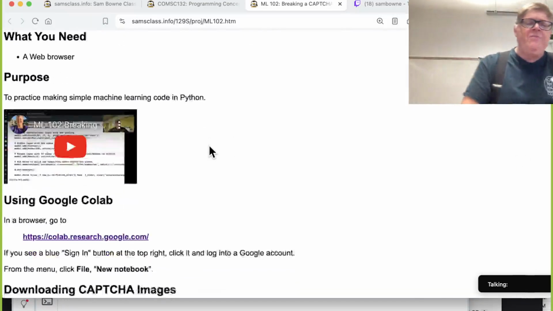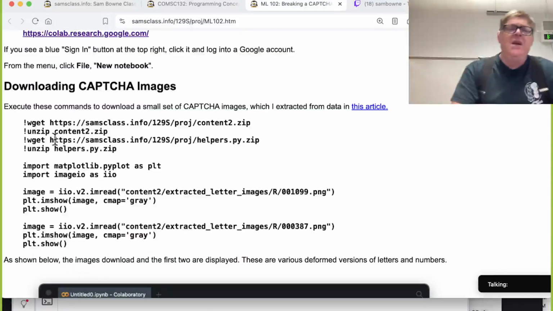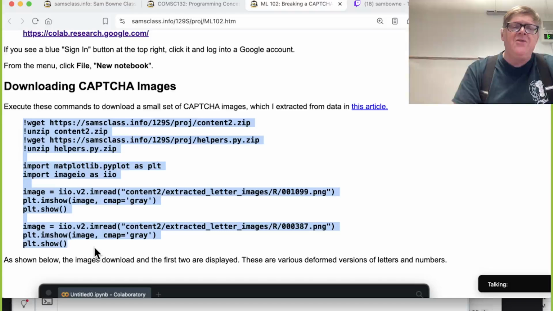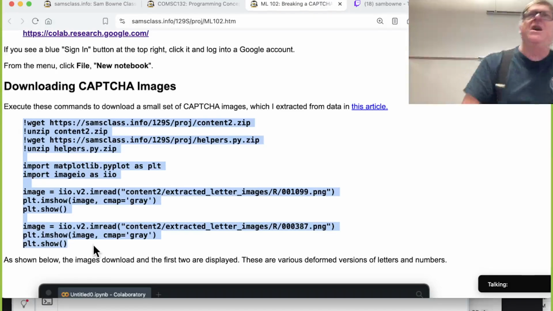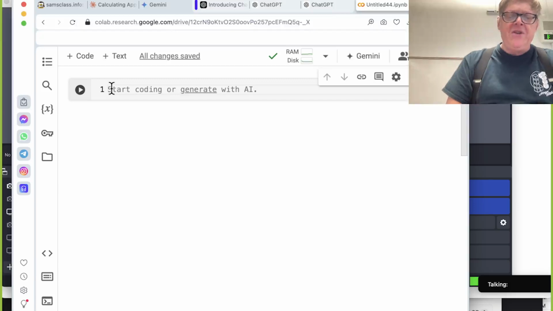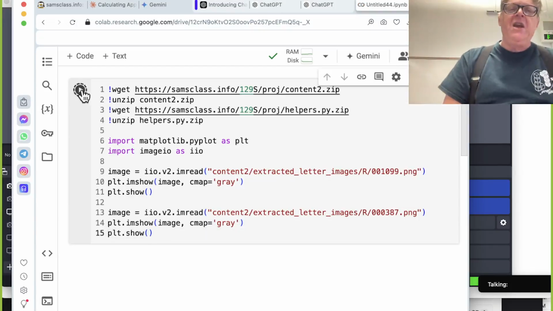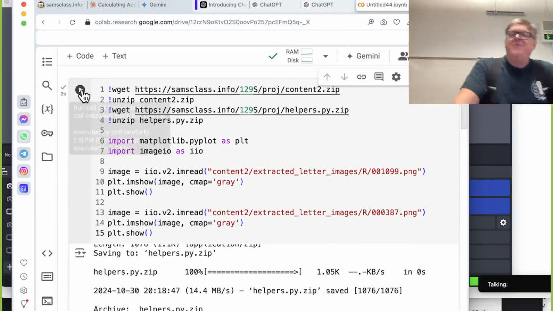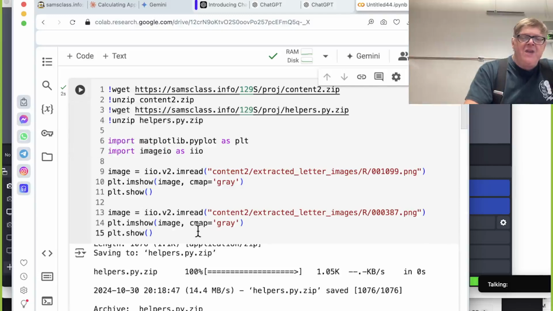So let's break a CAPTCHA. What we have here is a very simple CAPTCHA that just prints letters tilted and in different fonts. So it's not a super sophisticated CAPTCHA. But as you probably know, these CAPTCHAs are falling into disfavor because AIs are so good at breaking them. And so here it comes.